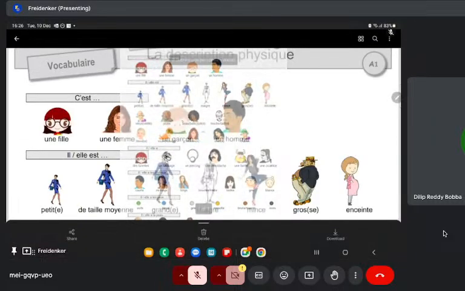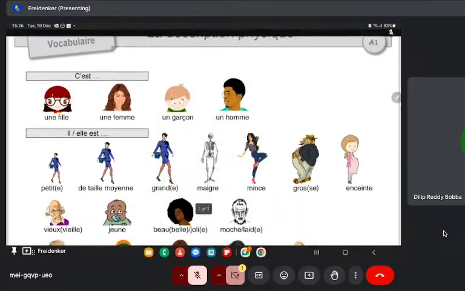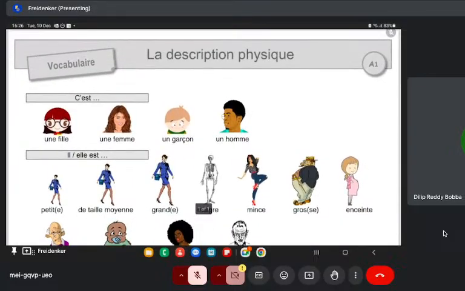Okay, vocabulary, nice. So, how do you describe people? C'est une fille, this is a girl. C'est une femme means it's a woman. C'est un garçon, it's a boy. C'est un homme, it's a man.